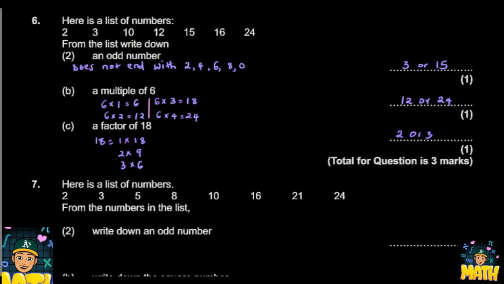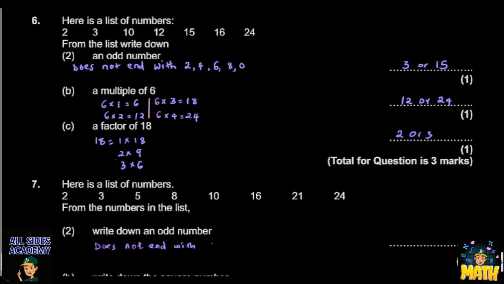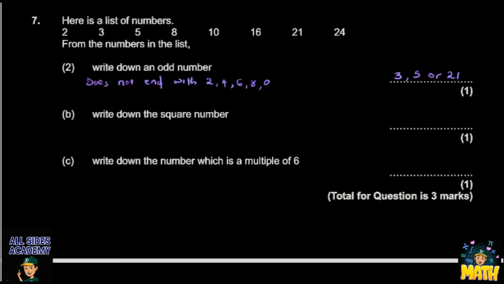All right, so here's a list of numbers. Write down an odd number. So basically write a number that is not an even number. An even number ends with 2, 4, 6, 8, and 0. So the ones that do not end with those numbers are odd numbers. The numbers that don't end with that are 3, 5, and 21. So any of those should give you a mark.